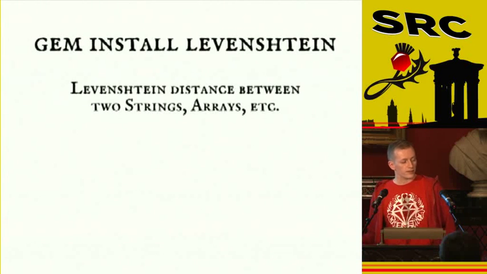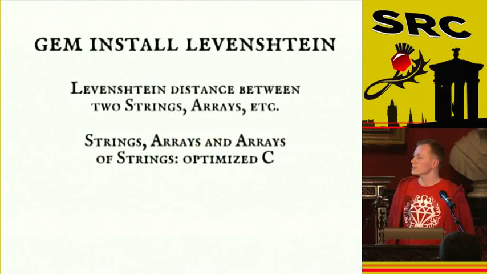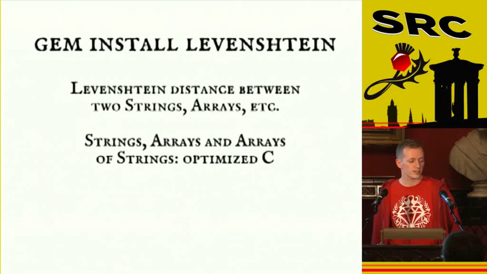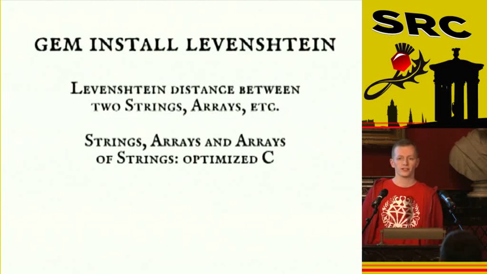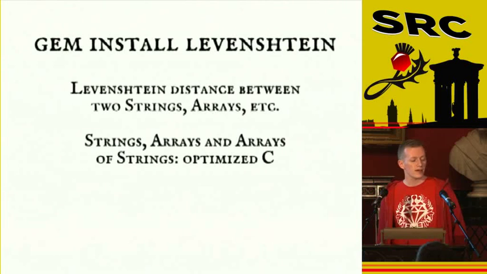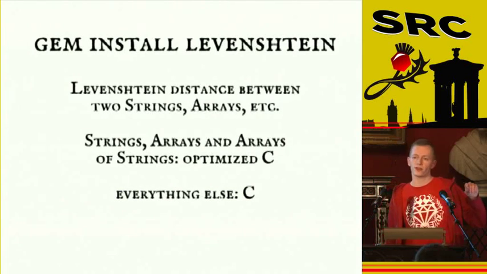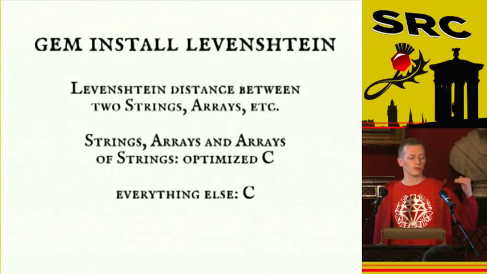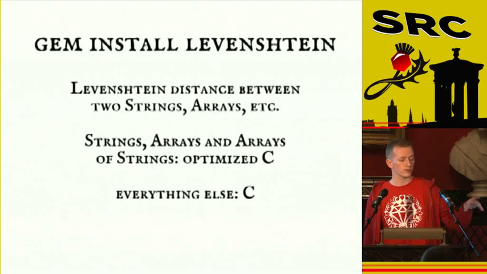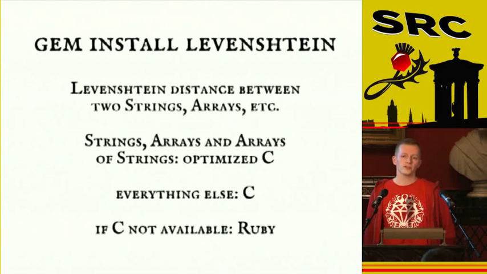And this gem is written very nicely because for strings, arrays, and arrays of strings, it uses optimized C code, so it's very fast. For everything else, because it actually works for any objects that implement the each method, if you have anything that has an each method, you can compute Levenshtein distance for two objects of this class using this gem. And if C is not available, it falls back to a Ruby implementation of the same algorithm. It's a very small gem.